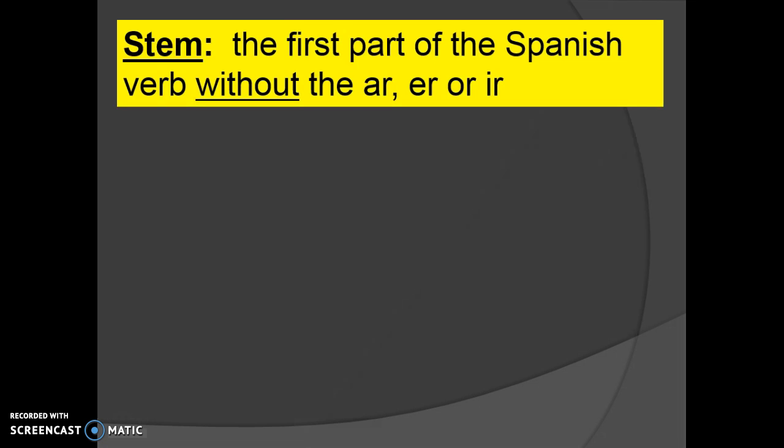All right, before we get started talking about the stem changing verbs, you kind of need to understand a couple of vocabulary words. One is the stem. When we say stem changing verbs, you have to identify the stem of a verb. And the stem of the verb is the first part of the Spanish verb without the AR, ER, or IR on it.